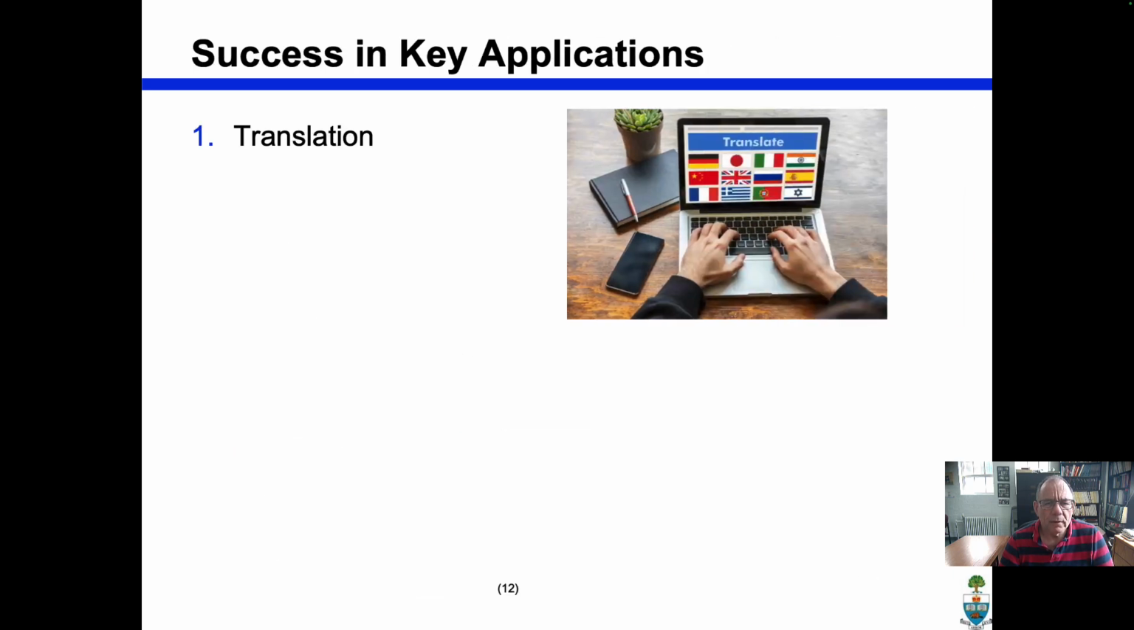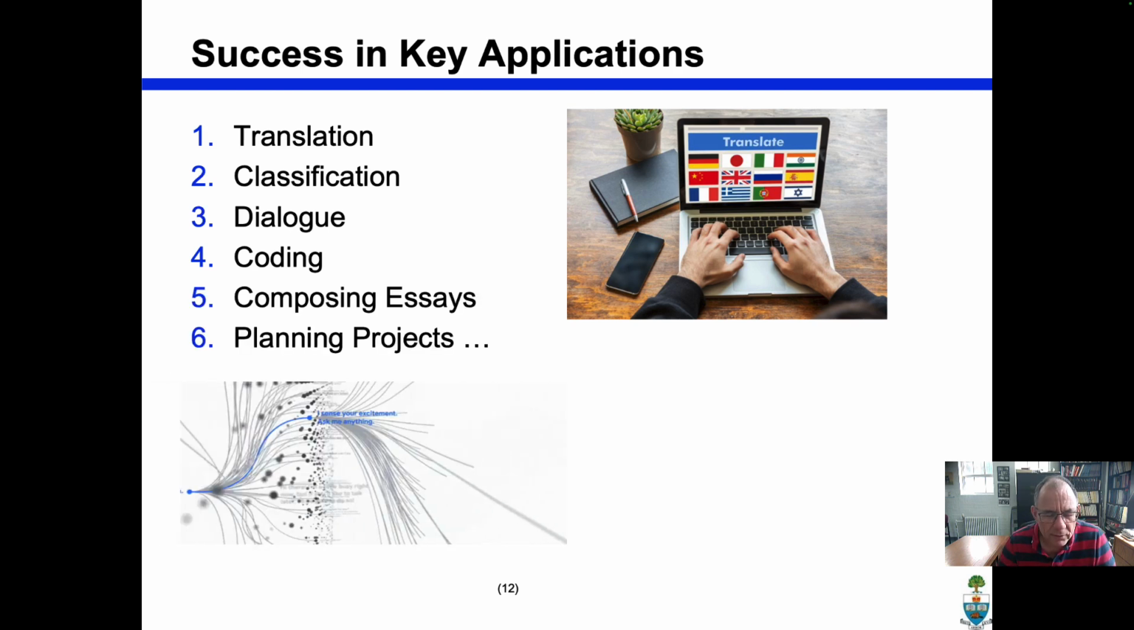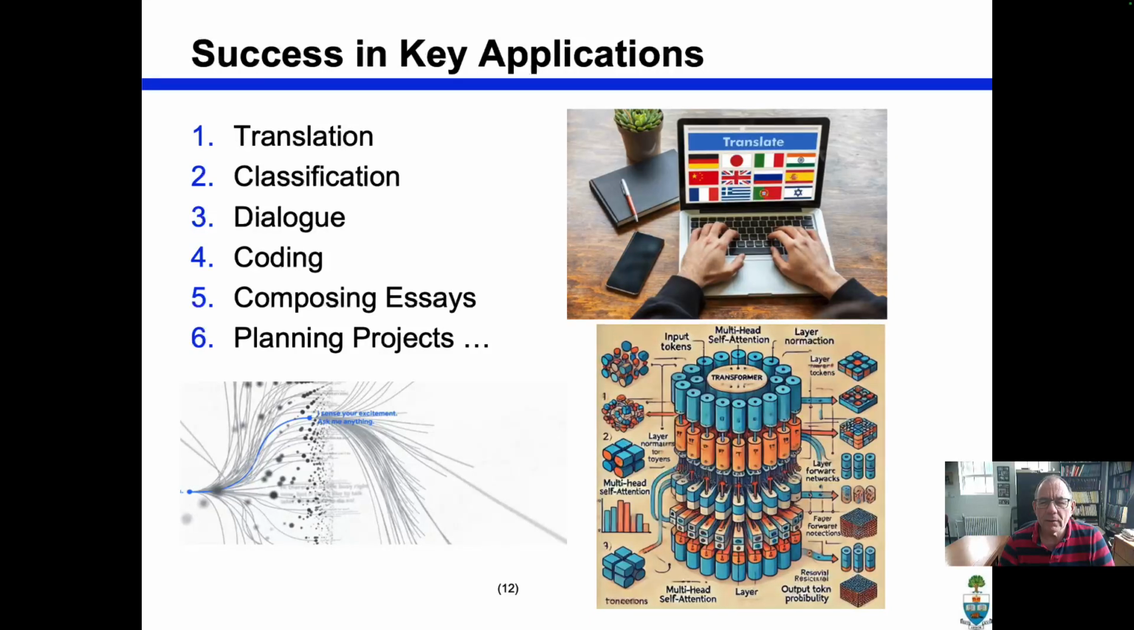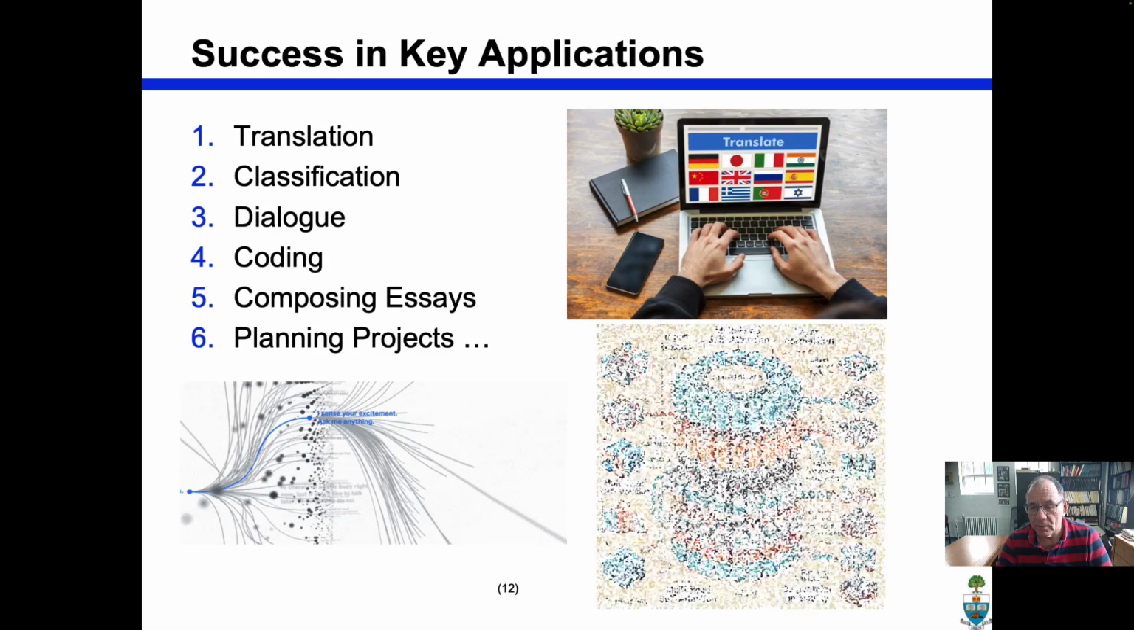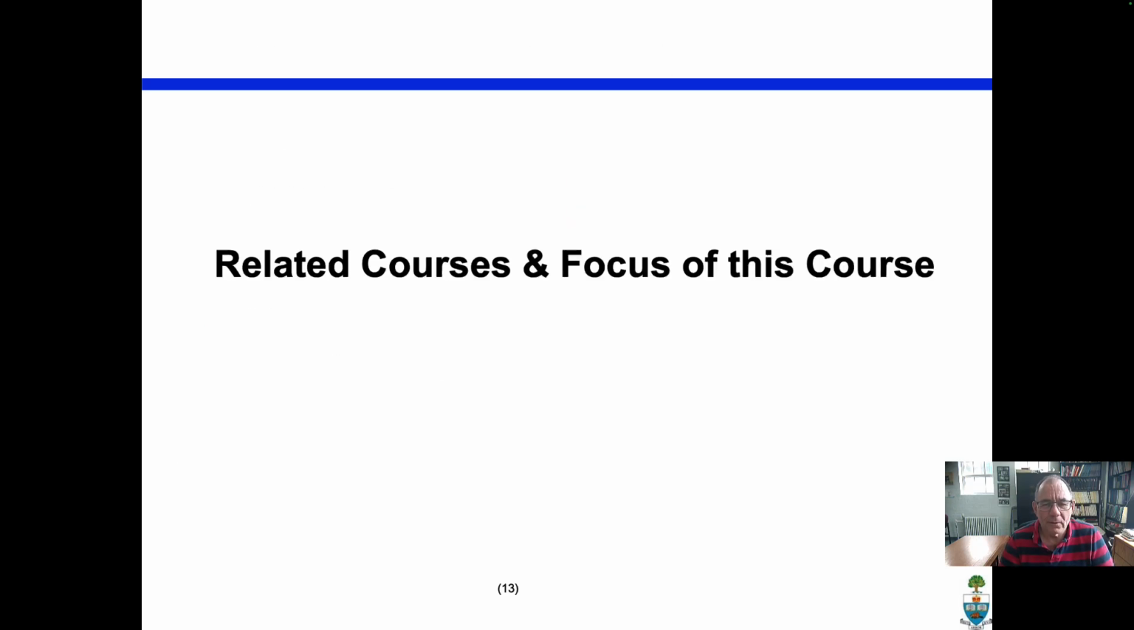This has brought success in translation, classification, dialogue generation, automatic coding, composing essays. I'm sure you've all used it for that already. Planning projects, all based on this transformer architecture. This is the output of ChatGPT's picture generation. It doesn't quite spell things properly. I asked it to draw a picture of the transformer architecture, which will be going on in detail in the course.